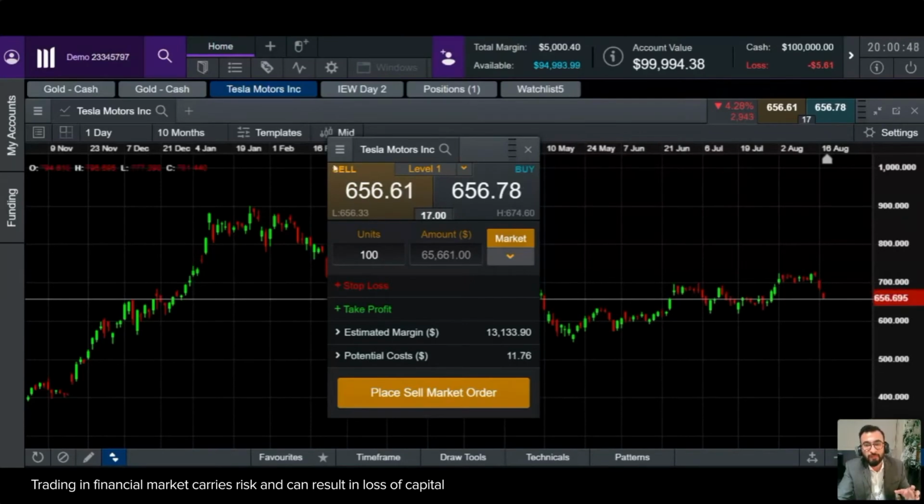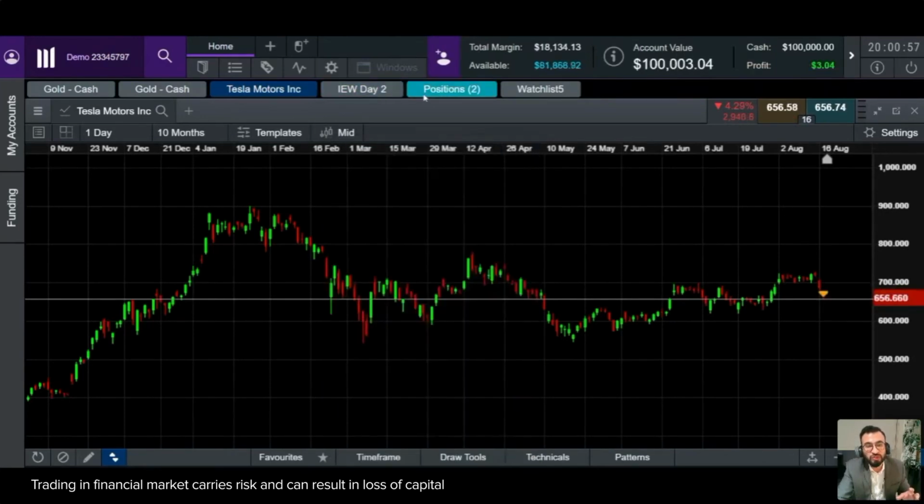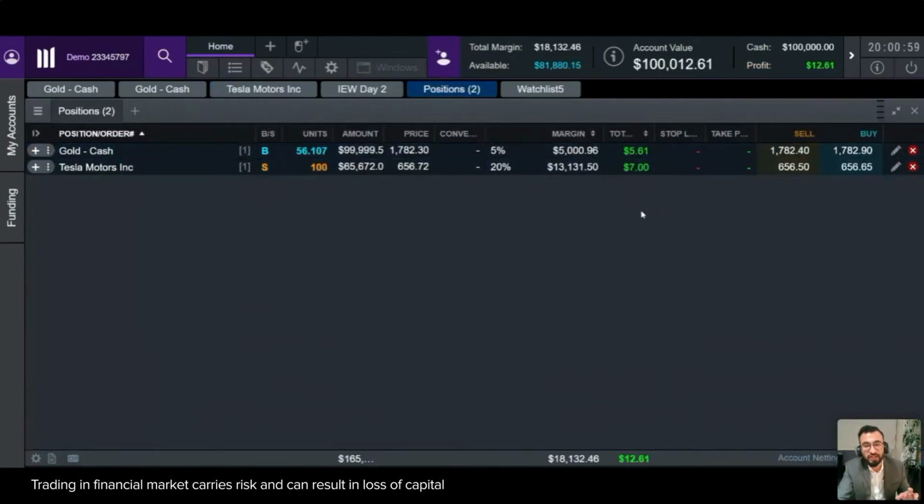So right now, I'm going to short sell it, place sell order, click again. You sold Tesla Motors. If you click on your positions right now, you will see that I have short sold Tesla at 656. Margin blockage is 20%. Current price is 656.63. If you have done this trade with me, give me a yes. If you have not done it, give me a no, but at least note down how you do it.